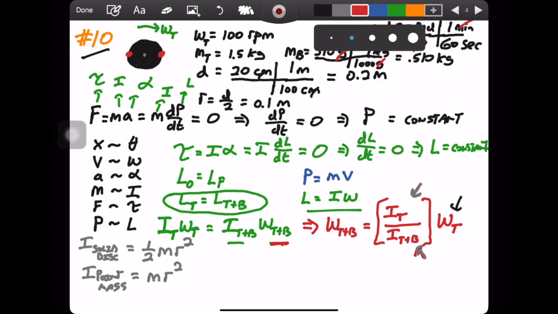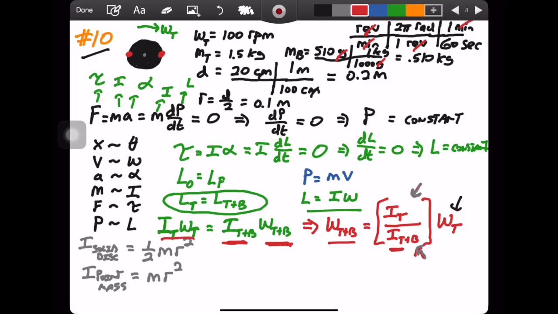What I did was I divided such that if I divide by this term right here, I can isolate this term right here, which is what I did, because now you see how I've got the angular velocity of the turntable plus block combo. Do you see how this term right here is now downstairs here?